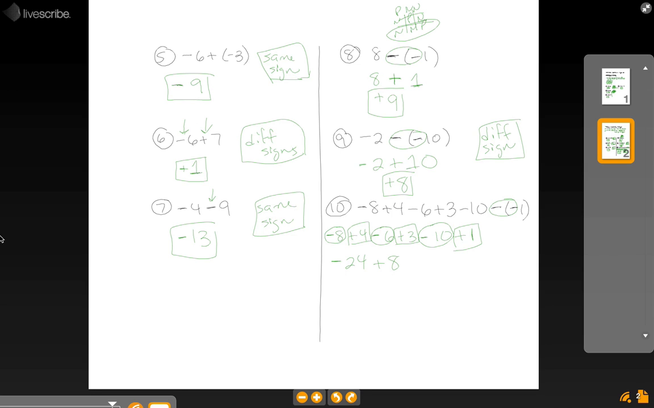Finally, I have a -24 and a +8. Those are two numbers with different signs. So if they are different signs, I'm going to subtract the two numbers. I'm going to take 24 minus 8, that's 16. And I'm going to keep the sign of the biggest number, which in this case is negative.